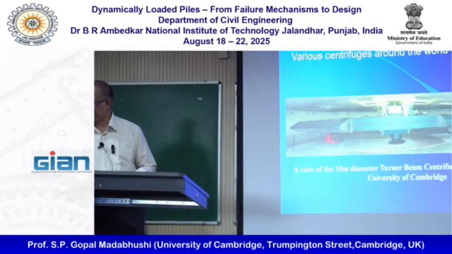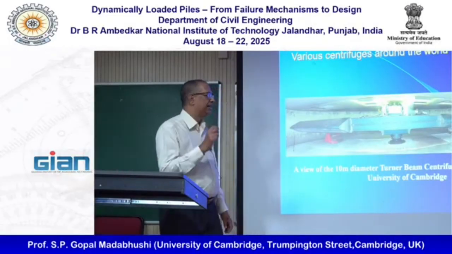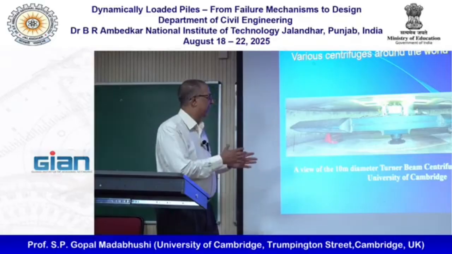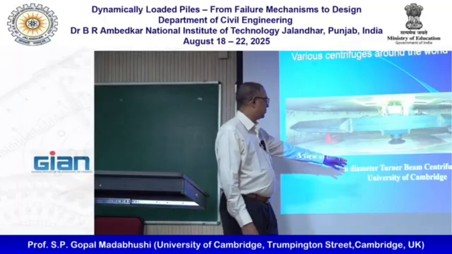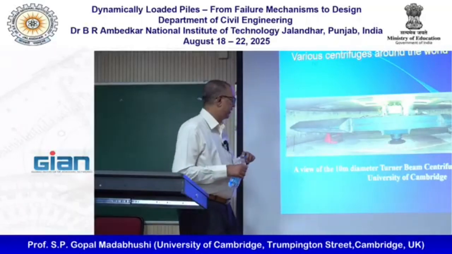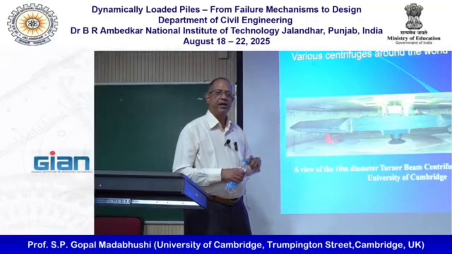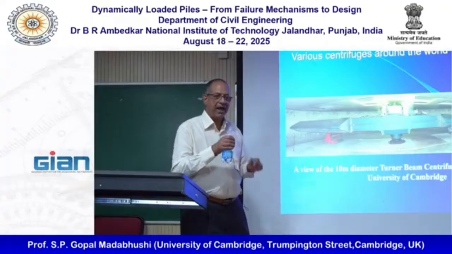However, the issue is how big these things are. So this is our Cambridge machine, and this one is 10 meters in diameter, and it was designed by a guy called Philip Turner. That's why we call it the Turner beam centrifuge. Three months ago, it turned 50. We celebrated its 50th birthday, and it's still working.